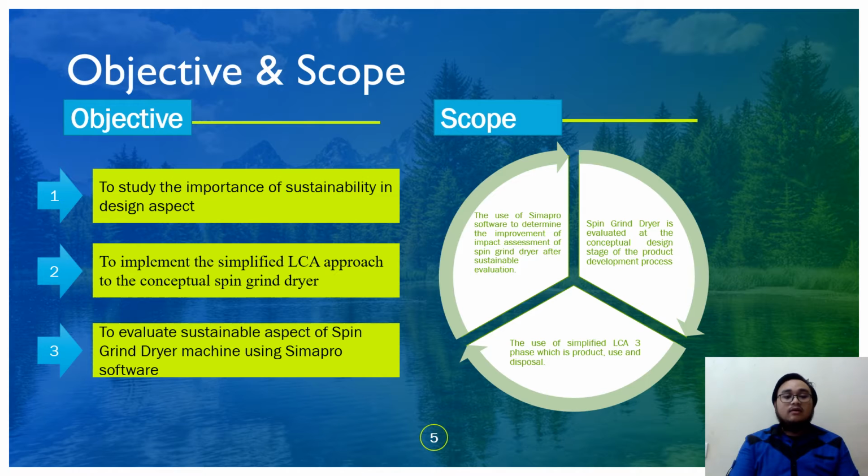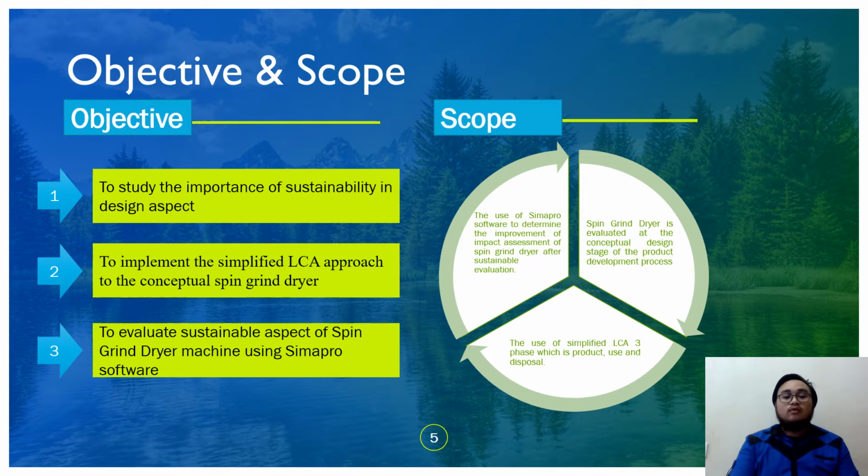For the objective, the first objective is to study the importance of sustainability in the design aspect. The second objective is to implement the simplified LCA approach to the conceptual spin grind dryer. The third objective is to evaluate sustainable aspects of the spin grind dryer machine using CIMA-Pro software. The scope is that the spin grind dryer is evaluated at the conceptual design stage of the product development process. The use of simplified LCA, the three phases, which are product, use, and disposal. The last scope is the use of CIMA-Pro software to determine the improvement of the impact assessment of the spin grind dryer after sustainable evaluation.